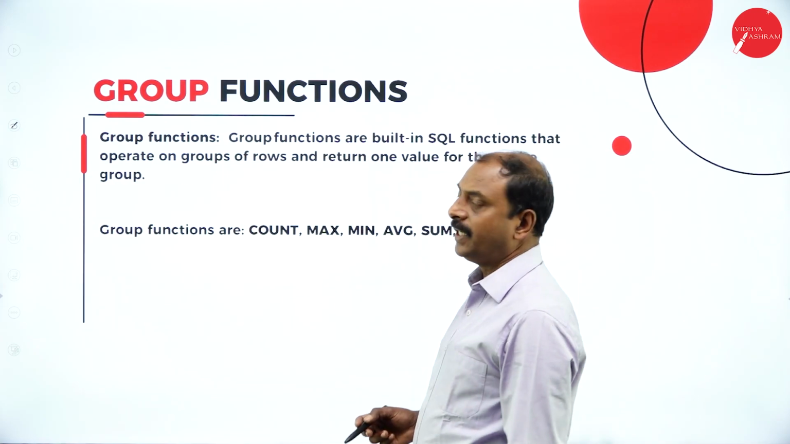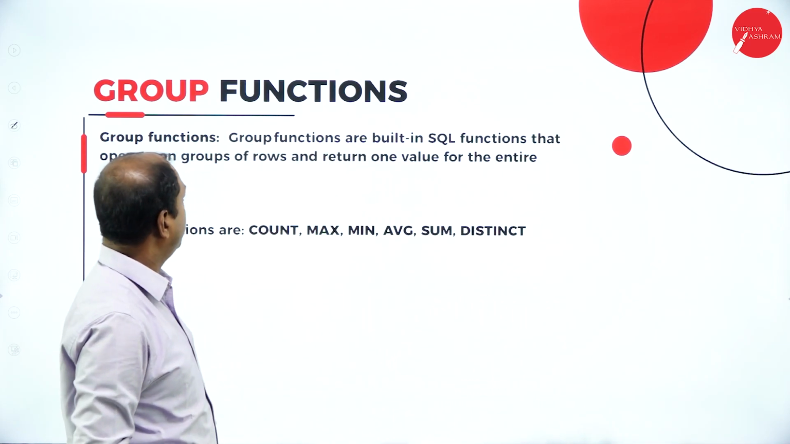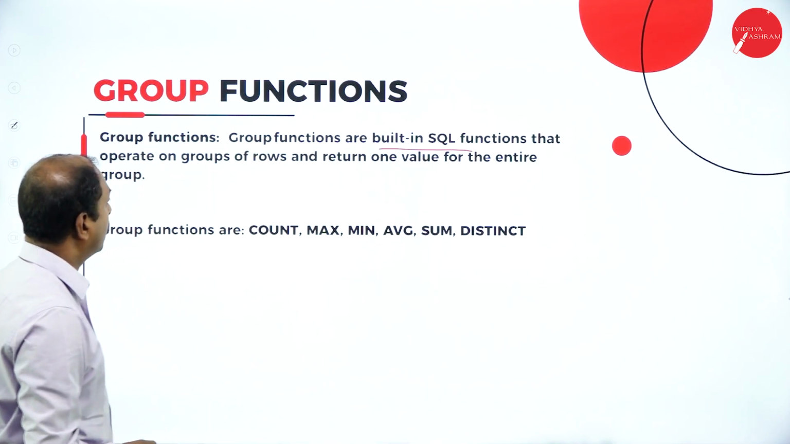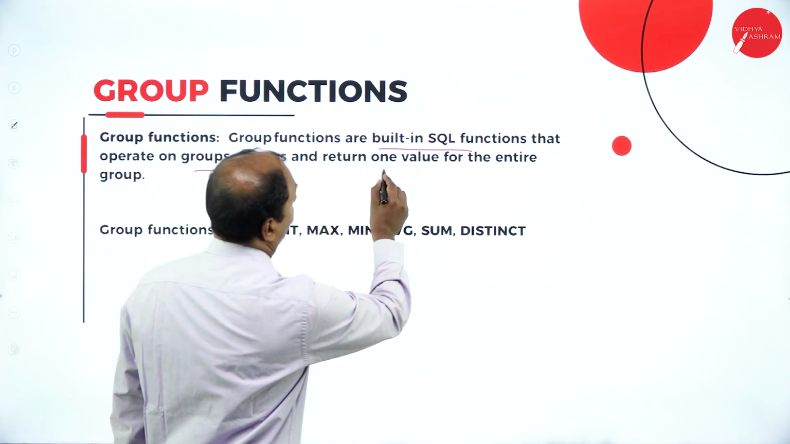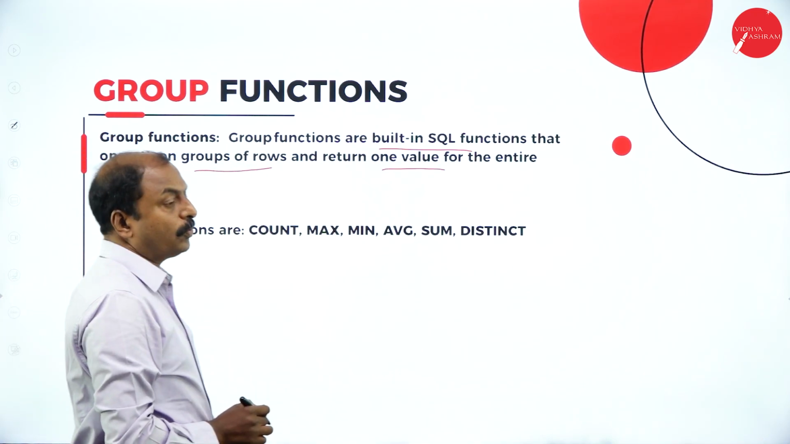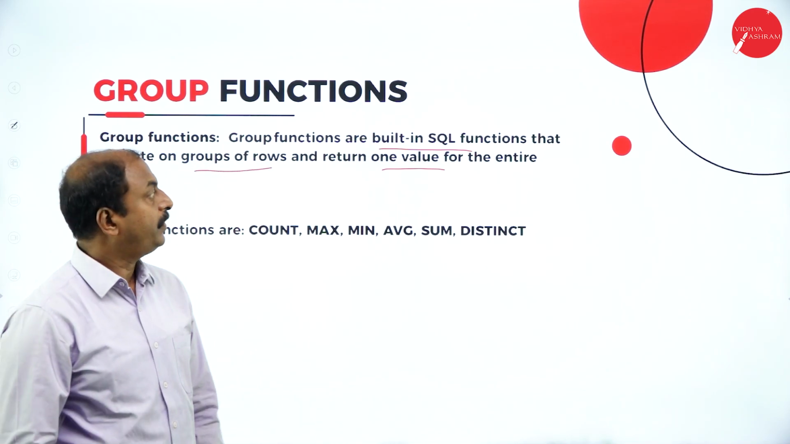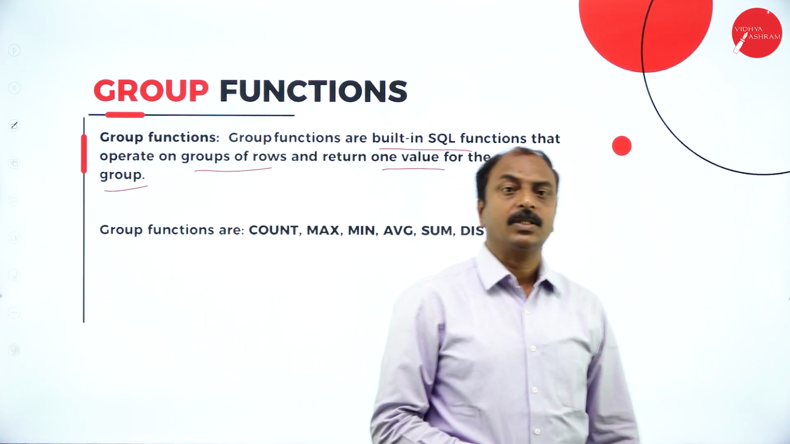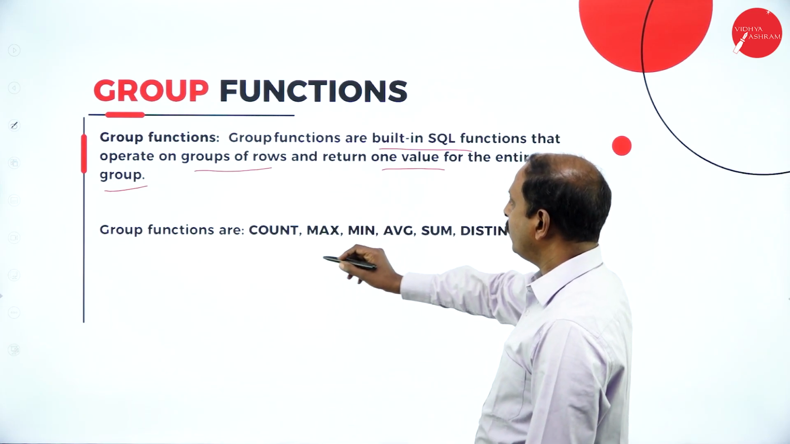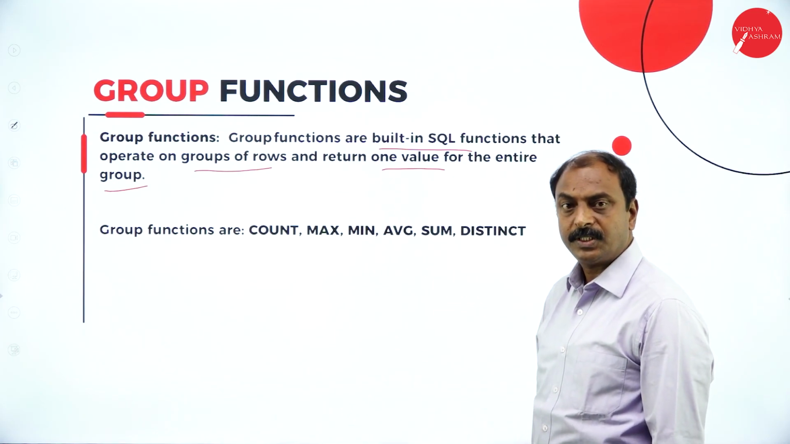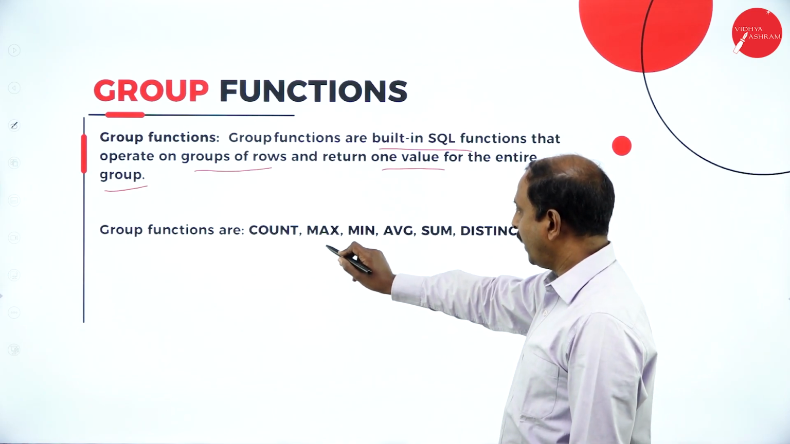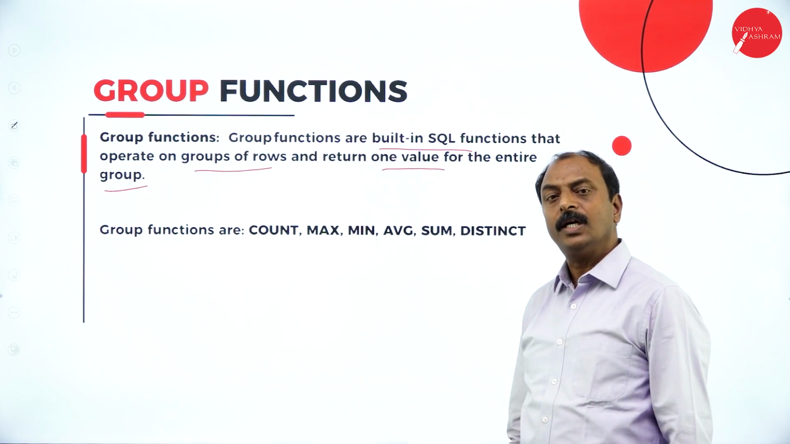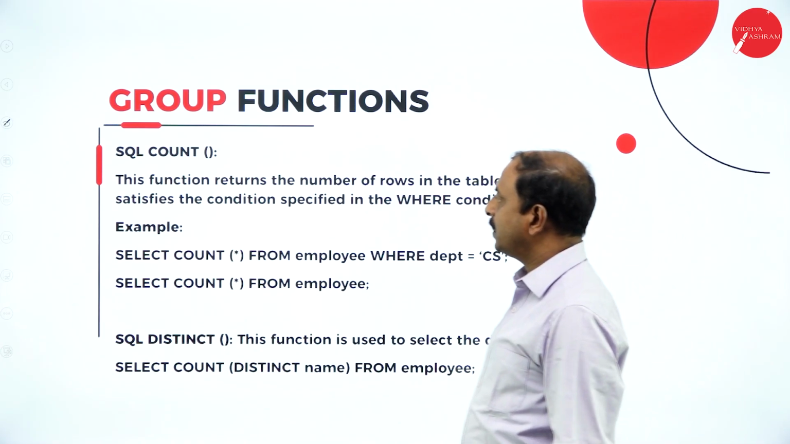Next concept is group functions. What are group functions? Group functions are built-in SQL functions that operate on groups of rows and return one value for the entire group. So group functions are built-in functions in SQL. They are used to work with a set of values or a set of records. We have the following types of group functions: count, maximum, minimum, average, sum and distinct. These are all different group functions. Now let us see the definition and syntax of that.